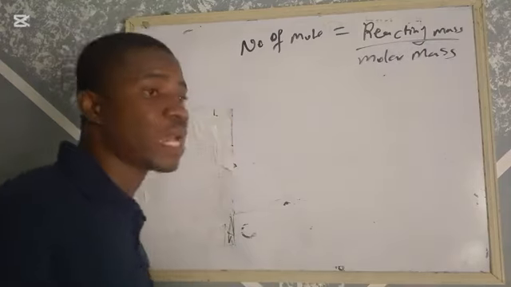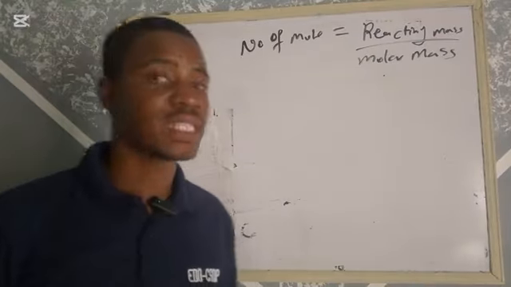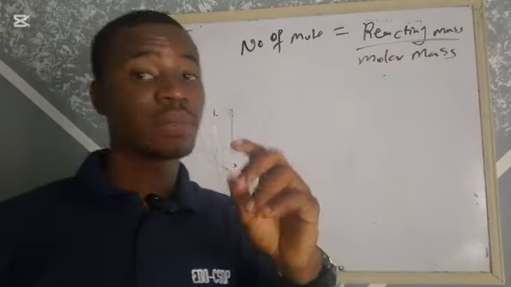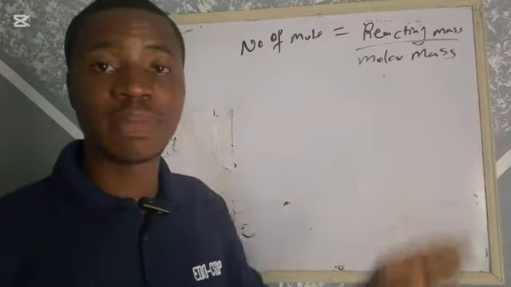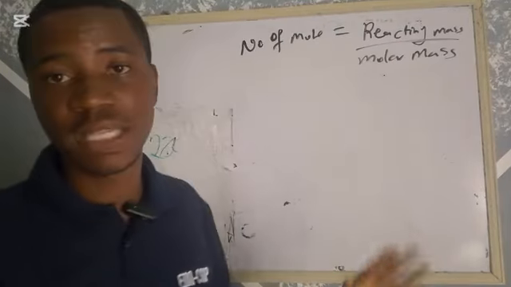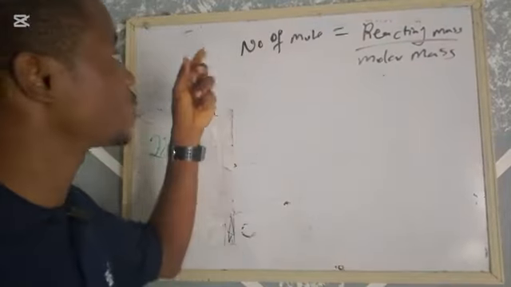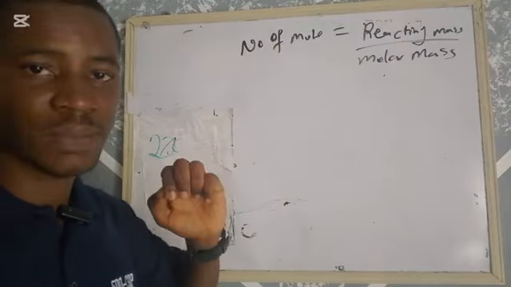Now, take note: if I say relative molecular mass and molar mass, they are the same. The difference is that molar mass is in gram, while relative molecular mass does not have any units. Molar mass is simply relative molecular mass expressed in gram. So do not be confused, they are still the same thing. Are we on the same page now? So if you're asked to calculate number of mole, this is the relationship: reacting mass over molar mass. Are you getting it now?